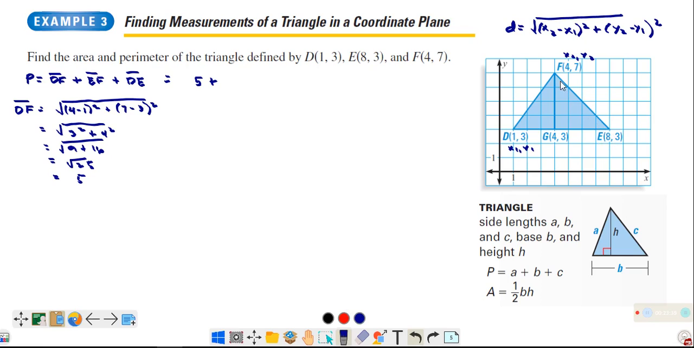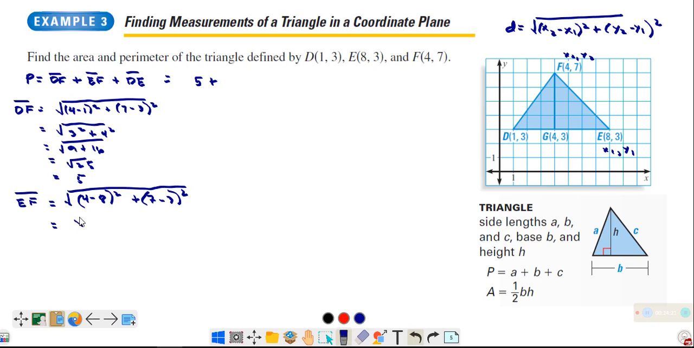Si EF, ito naman siya. So, EF, this time, ang gusto ko maging x sub 1 at y sub 1 ay itong si E. Hindi ko ito papalitan. X sub 2, y sub 2 pa rin to. X sub 1, y sub 1. So, we have here square root of 4 minus 8 squared plus 7 minus 3 squared.